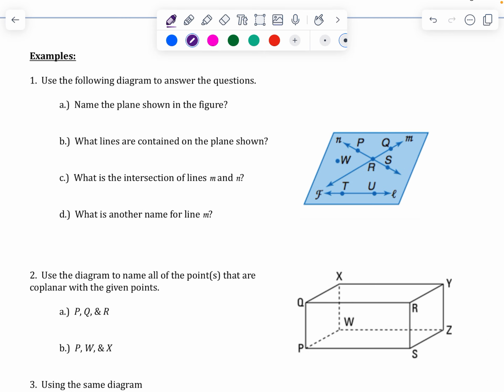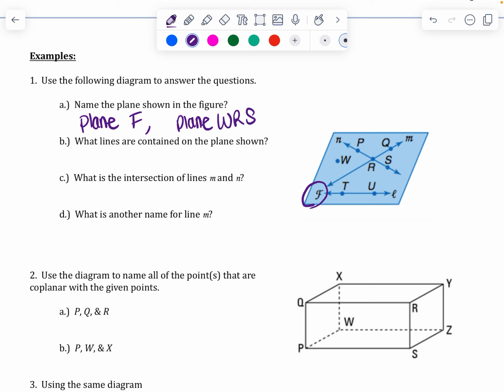So let's use the diagram to answer a few of the questions. Name the plane shown in the figure. So to name the plane, we will use 3 points that are on the plane. So you can use any 3 points on the plane, or you can use this capital letter F. So because we have that capital letter F, we could call that plane F. Or you could say plane WRS. So 3 of the points.